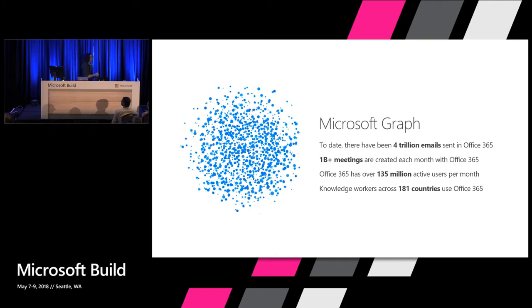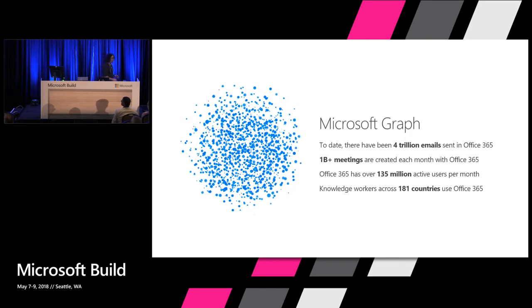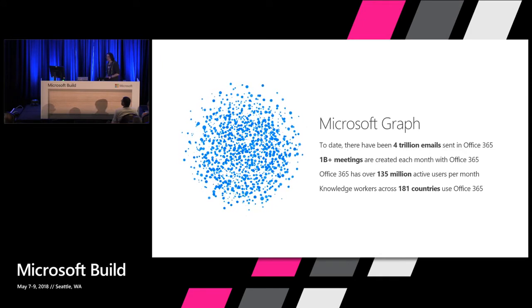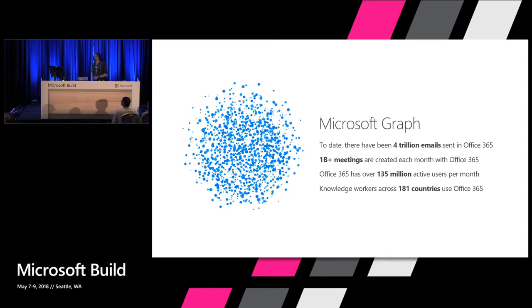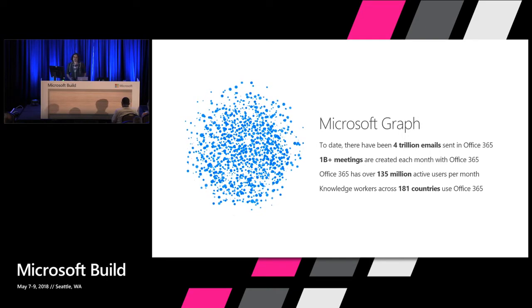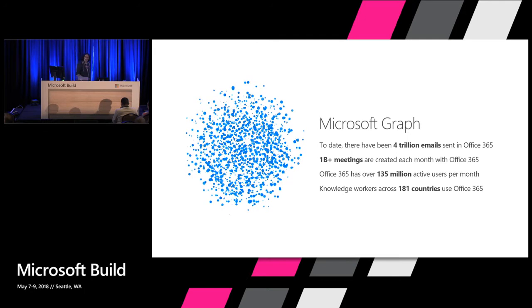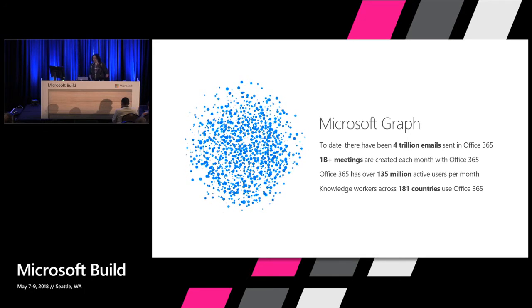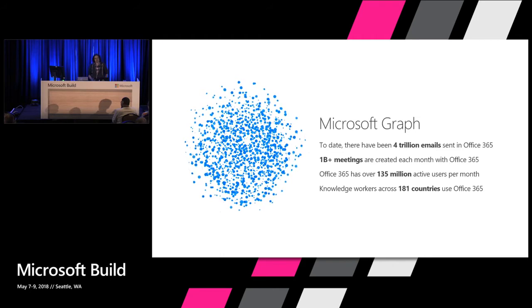The stats on the screen, maybe you've seen them already, but 4 trillion emails. More than 1 billion meetings created every single month. With more than 135 million active users, it can be pretty scary to figure out what you're going to do with this much information. It's a lot to manage.